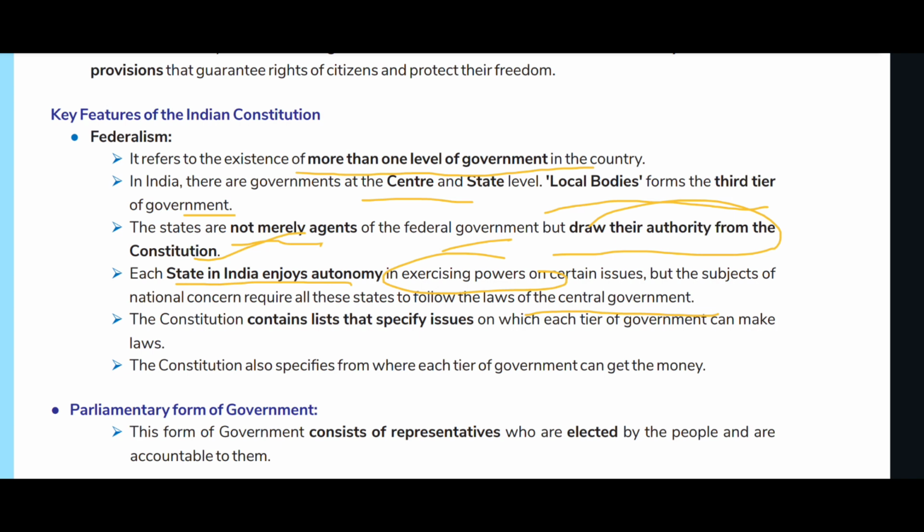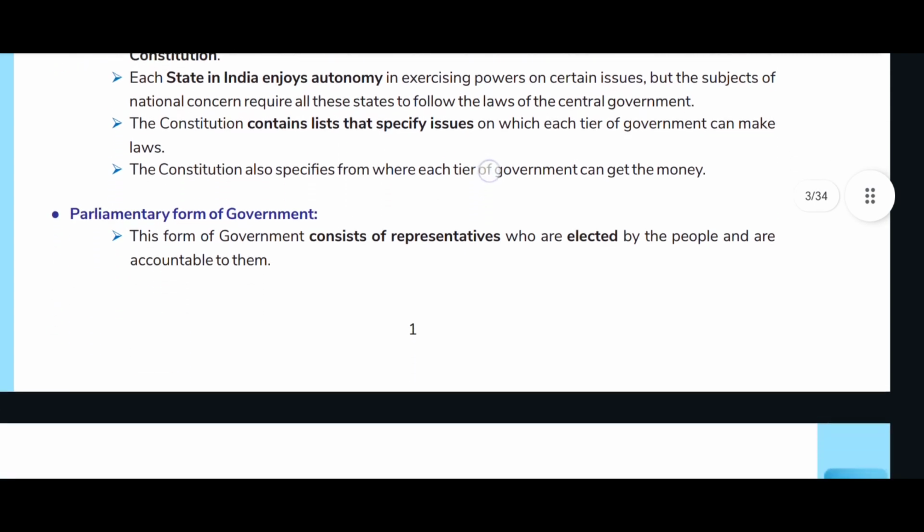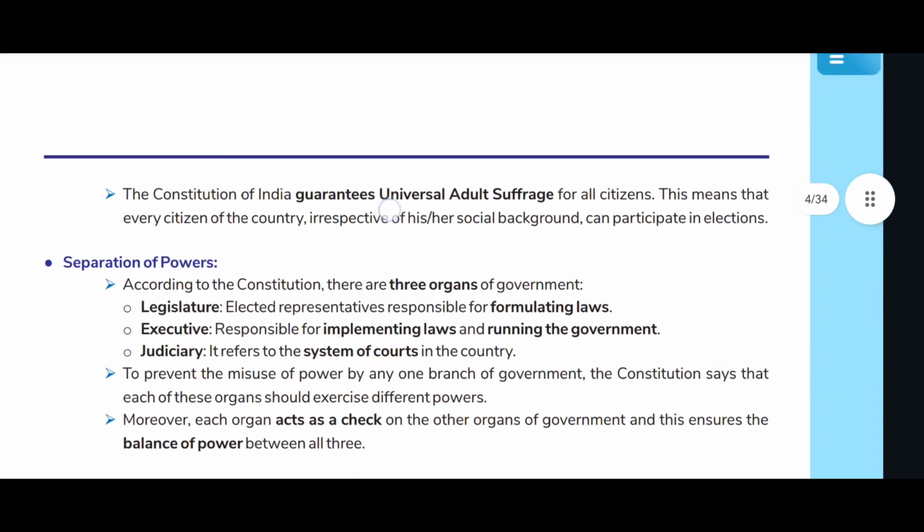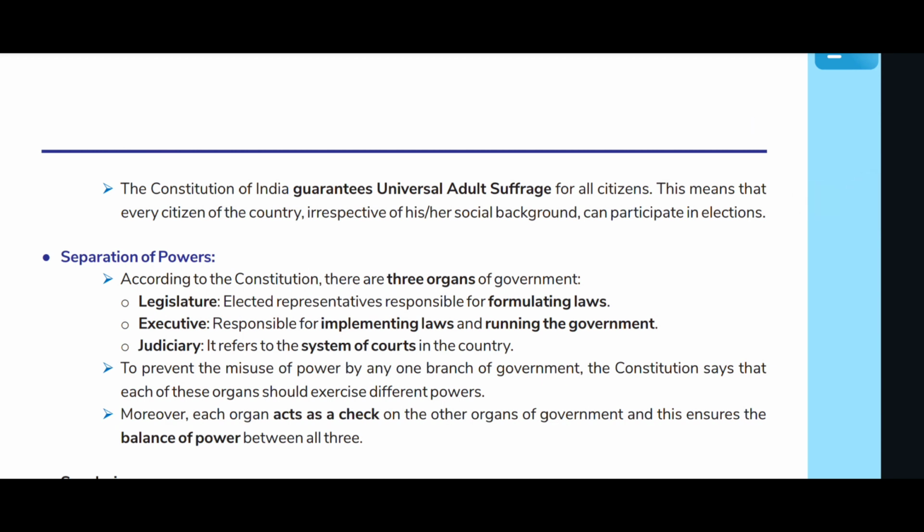The constitution contains lists that specify issues on which each tier of government can make laws. The constitution also specifies from where each tier of government can get the money. Parliamentary form of government. This form of government consists of representatives who are elected by the people and are accountable to them. The Constitution of India guarantees universal adult suffrage for all citizens. This means that every citizen of the country, irrespective of her social background, can participate in elections.